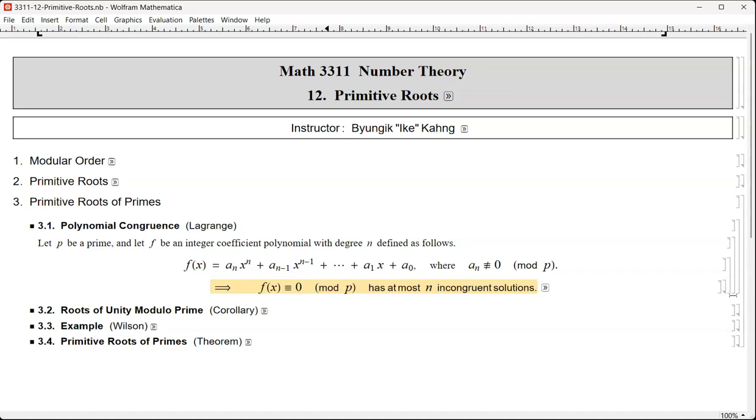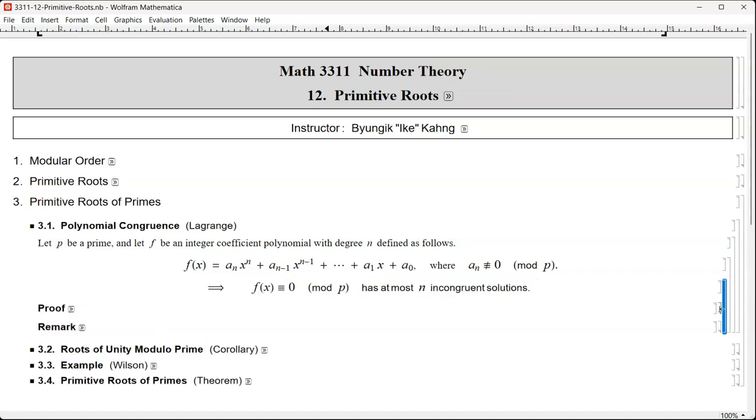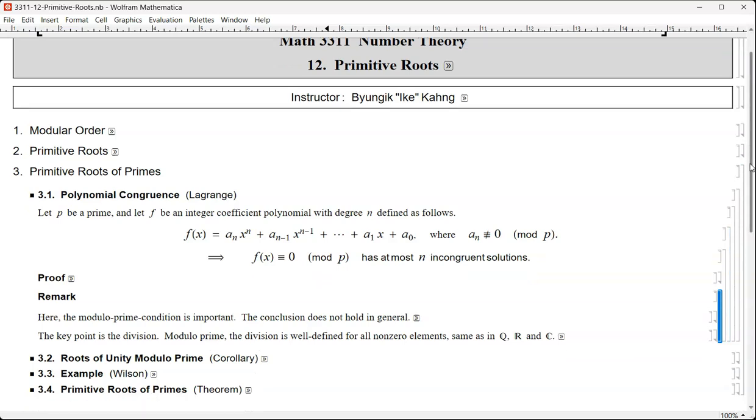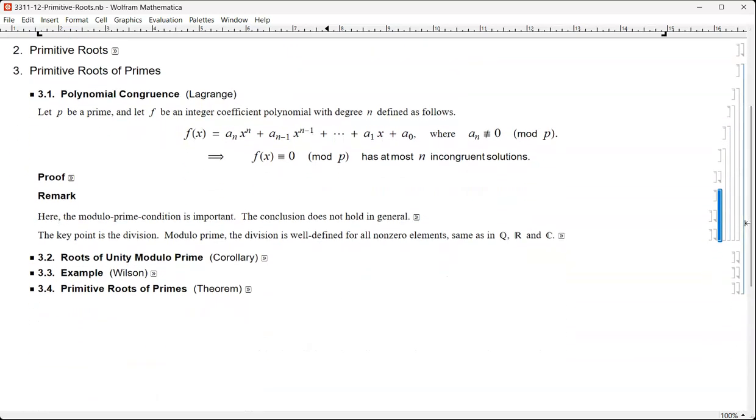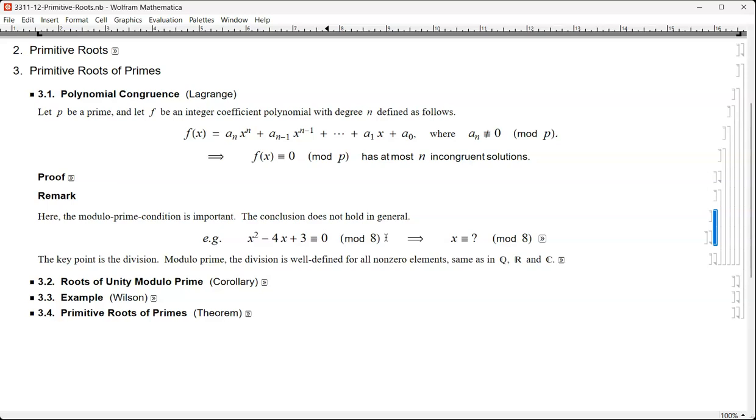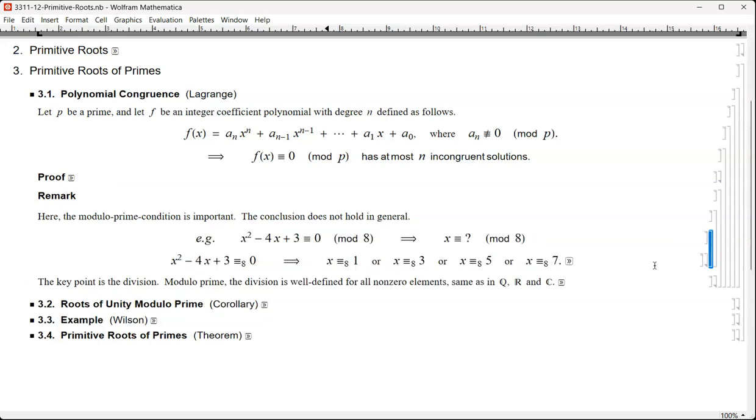Before proving it, I'd like to make a couple of remarks. Number one, the condition modulo prime is important here. The conclusion does not work if we drop that condition. Here's a counterexample. There are many more, but here's one. x squared minus 4x plus 3 is congruent to 0 mod 8 is a quadratic polynomial congruence. Degree is 2. But do we have at most 2 incongruent solutions? No, we have 4.